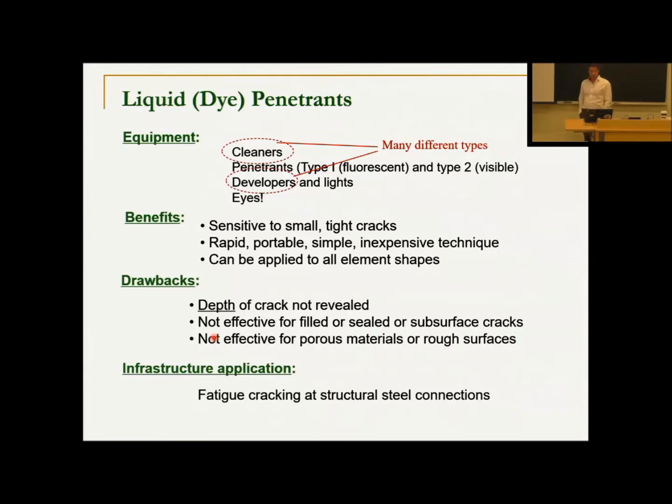But this method finds lots of applications. It's excellent at finding fatigue cracks in steel structures, like steel connections, like welds. The crack has to come to the surface. Excellent method, but somewhat limited. The next level of technology that I'll talk about is ultrasonic inspection.